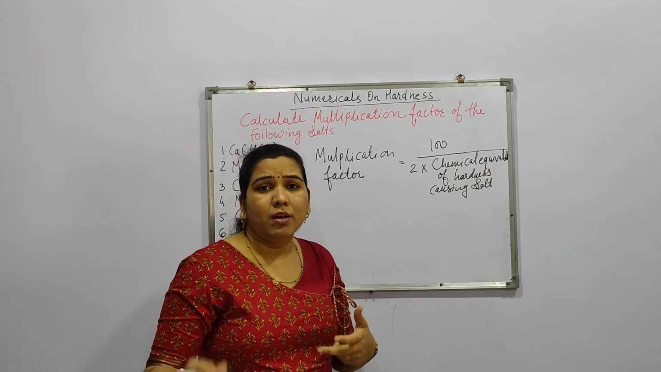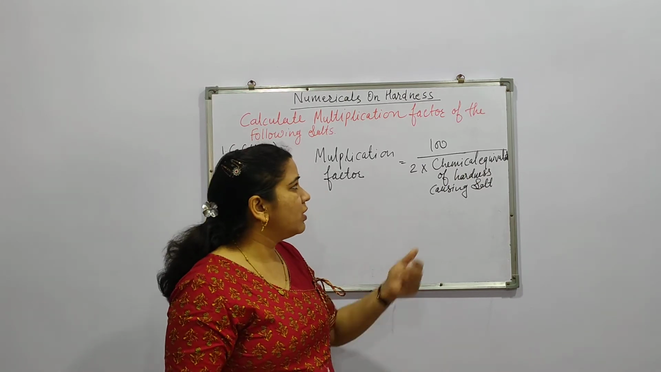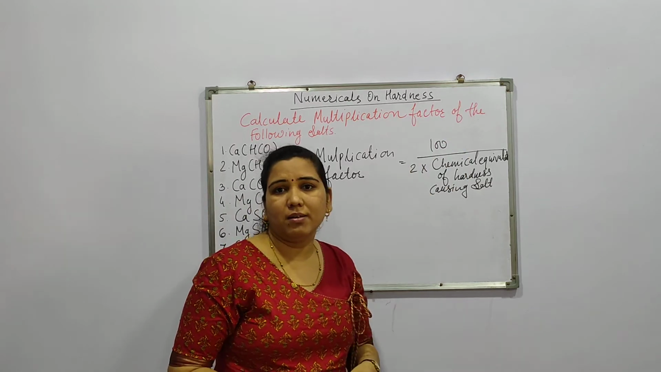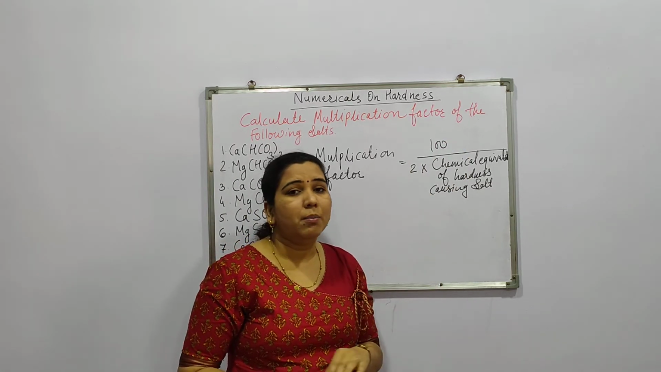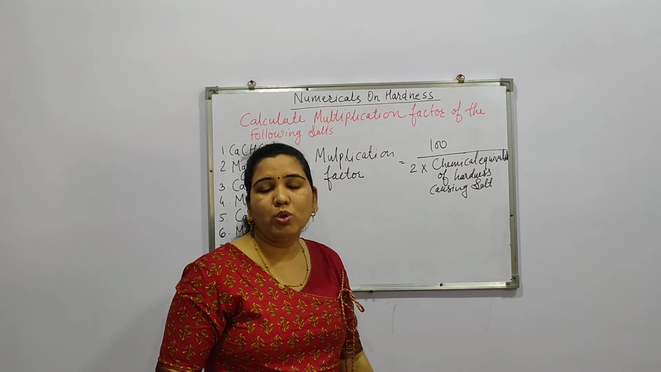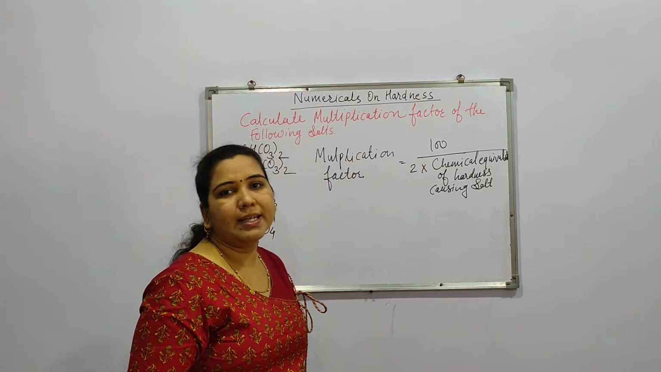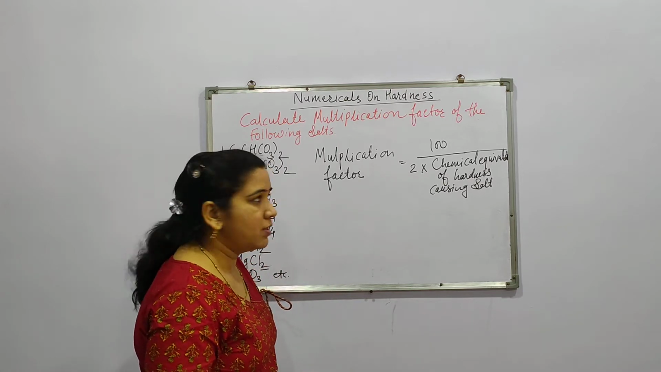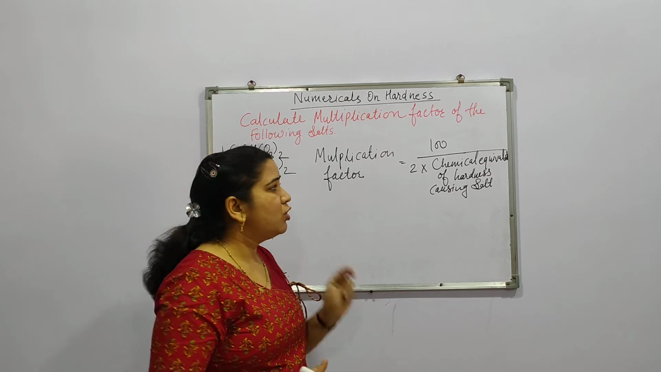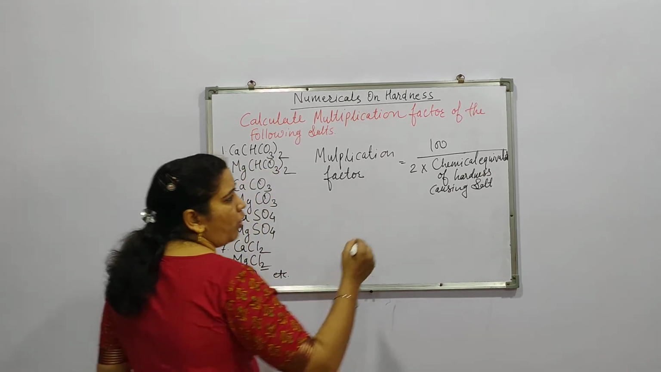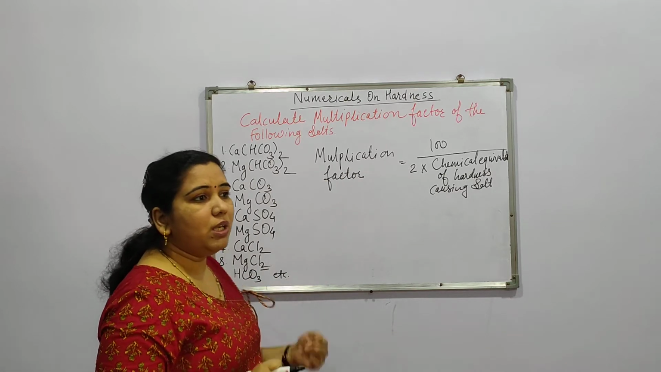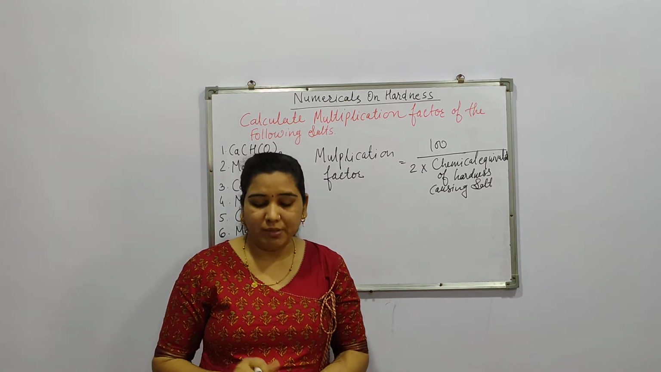You might have one question: why did we write 100, not 50, as it is divided by 2? But this is not the case. We just have to write 100 upon 2 into chemical equivalent of the hardness causing salt or substance. So this is the formula for multiplication factor, which is too easy. Now, what is this chemical equivalent? We will see that chemical equivalent or equivalent weight.